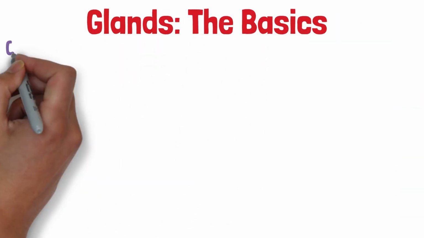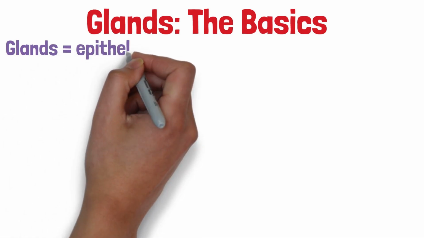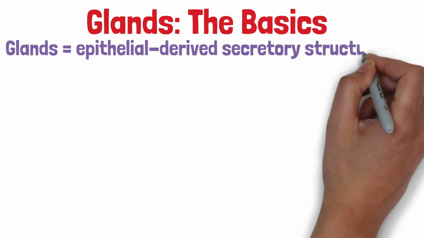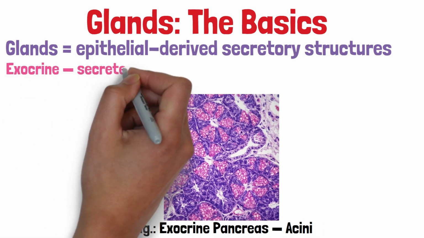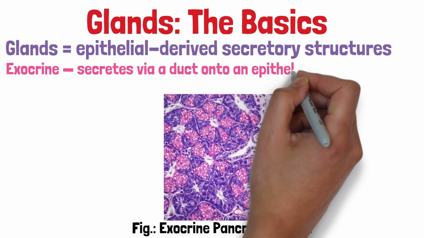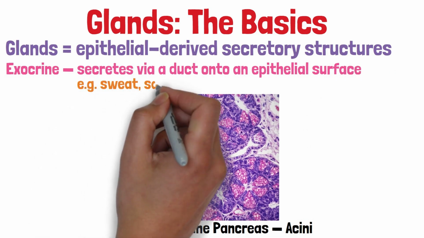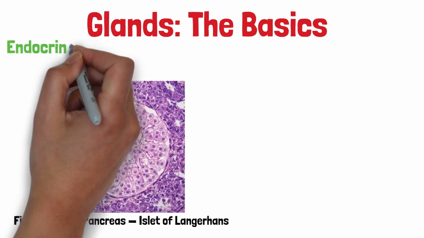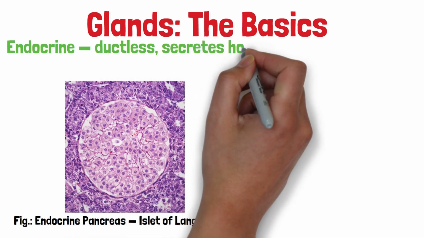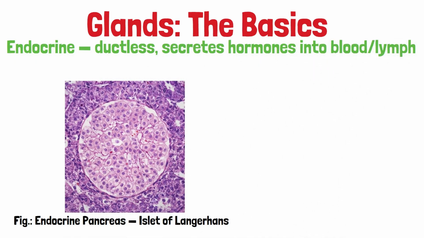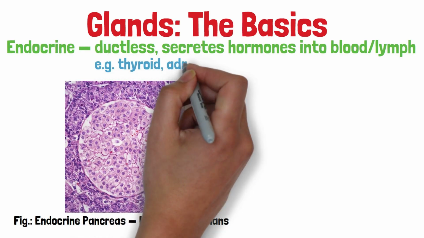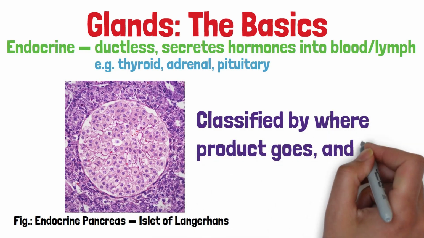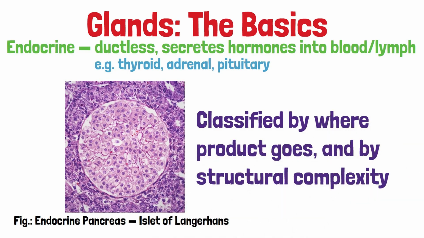Glands are epithelial-derived secretory structures, and they're classified two ways: by where the product goes and by how structurally complex they are. Exocrine glands secrete through a duct onto an epithelial surface. Sweat glands, salivary glands, and the acinar portion of the pancreas all work this way. Endocrine glands have no duct at all. They secrete hormones directly into blood or lymph. The thyroid, adrenal, and pituitary are your classic examples. Now let's look at how exocrine glands specifically get organized structurally.